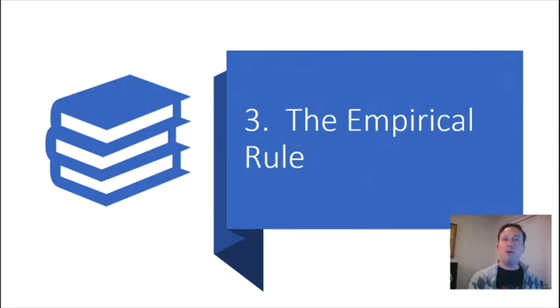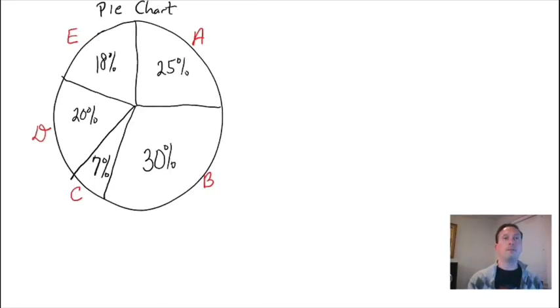All right, and our final part here is the empirical rule. And before I define the empirical rule, I want to point out something about graphs and how we can interpret them. So in a pie chart, all right, we know a lot about pie charts, right?